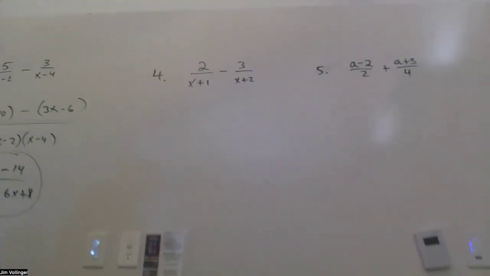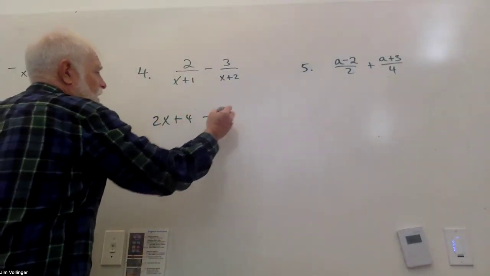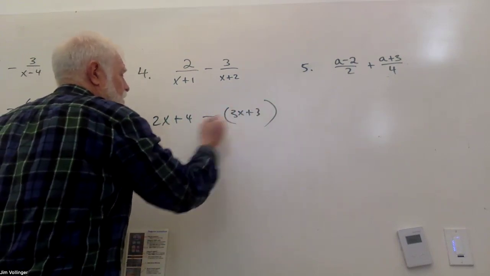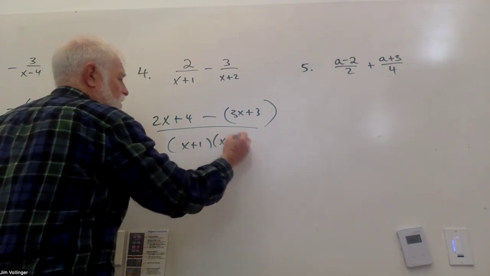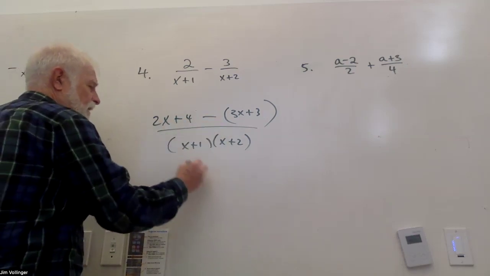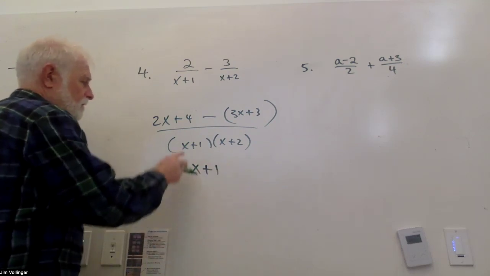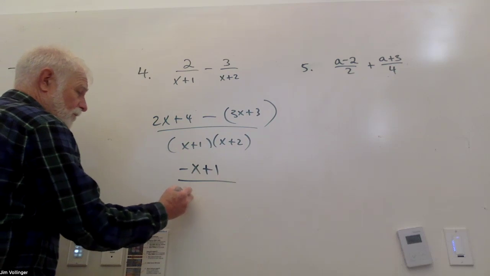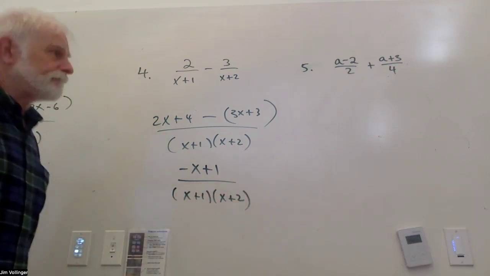All right, so now I'm going to do 2x plus 4 minus, I'm going to put that one in parentheses, 3x plus 3, all over x plus 1, x plus 2. I'll leave that alone again for the same reason. 2x minus 3x is minus x. 4 minus 3 is 1. These do not cancel. So if you want to multiply them out, you can. Or if you want to leave it as that, that's fine with me.